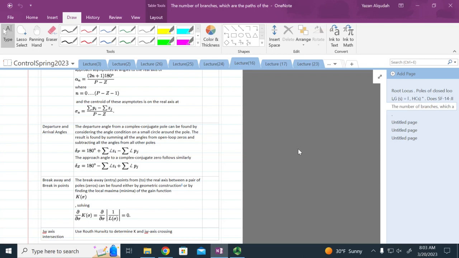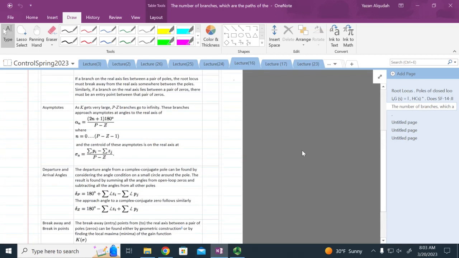So we looked at some of these rules. Just to refresh, how many branches does a root locus have? The root locus will have as many branches as there are poles in the system. How does a branch start and end? It starts at a pole and ends at a zero. What if there are enough poles and zeros and they're equal? Then every branch is going to start at a pole and end at a zero.